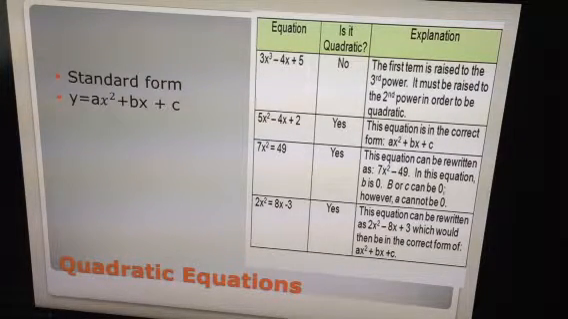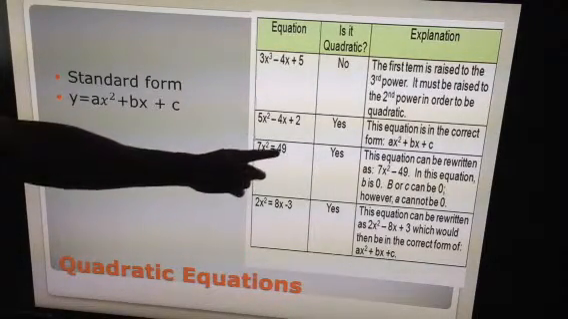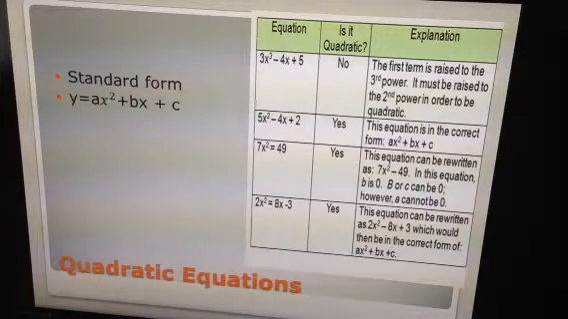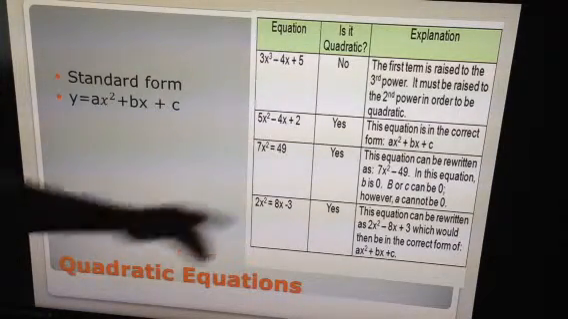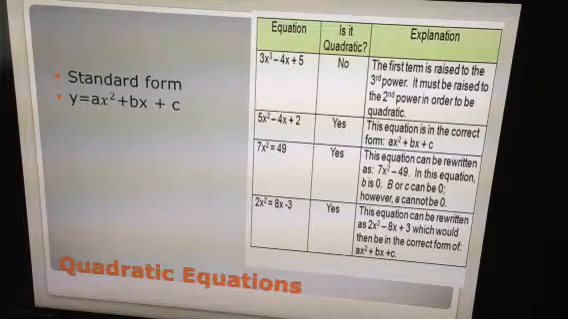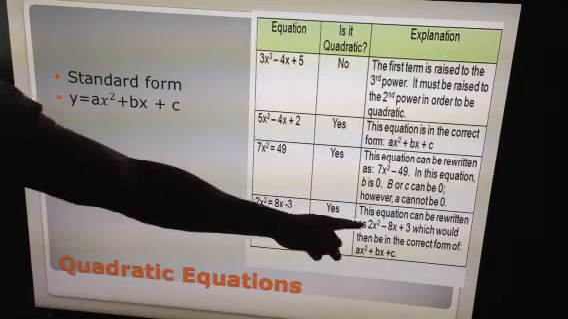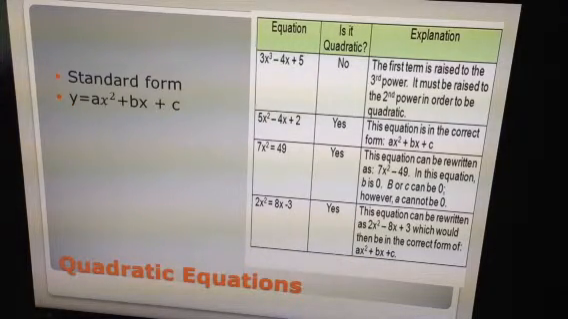Our third example, it is a quadratic equation, but at this time it's not written in standard form until we take the positive 49 to the other side of the equation, so it can be rewritten as 7x squared minus 49. Our final example, yes, it's a quadratic equation. No, it's not written in standard form until we take the 8x minus 3 to the other side of the equation. So 2x squared minus 8x plus 3 is the correct form of standard form.